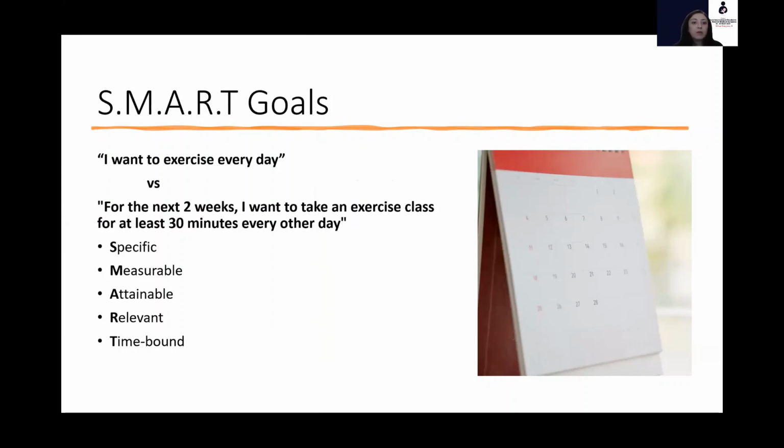Because I can say I want to exercise every day, but this is very vague, very non-specific. It's not really measurable. And if I've never exercised before, I'm unlikely to stick to it. Versus if I say, for the next 2 weeks, I want to take an exercise class for at least 30 minutes every other day. This is specific, measurable, attainable, relevant to my goal, and time-bound. After 2 weeks, I can reassess and reevaluate whether this is working for me or not.